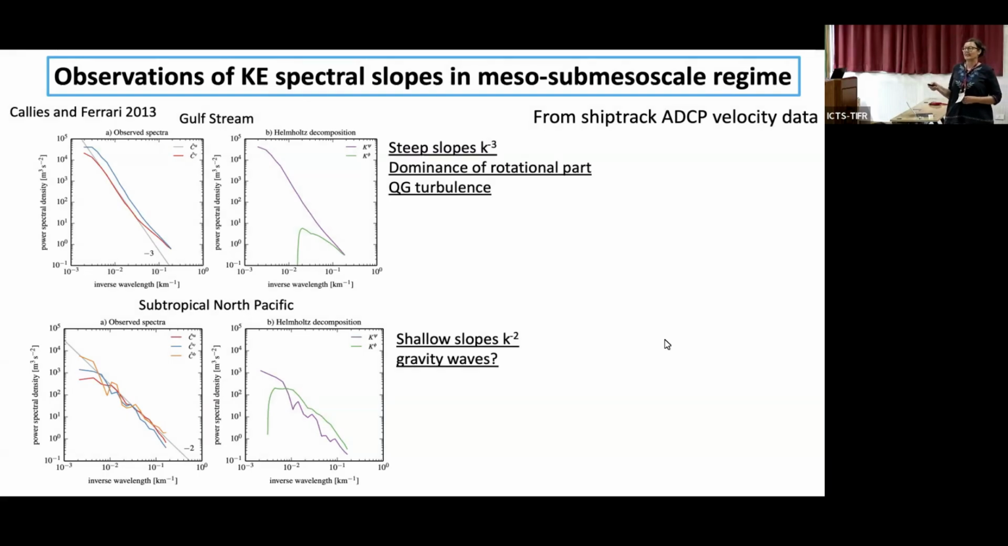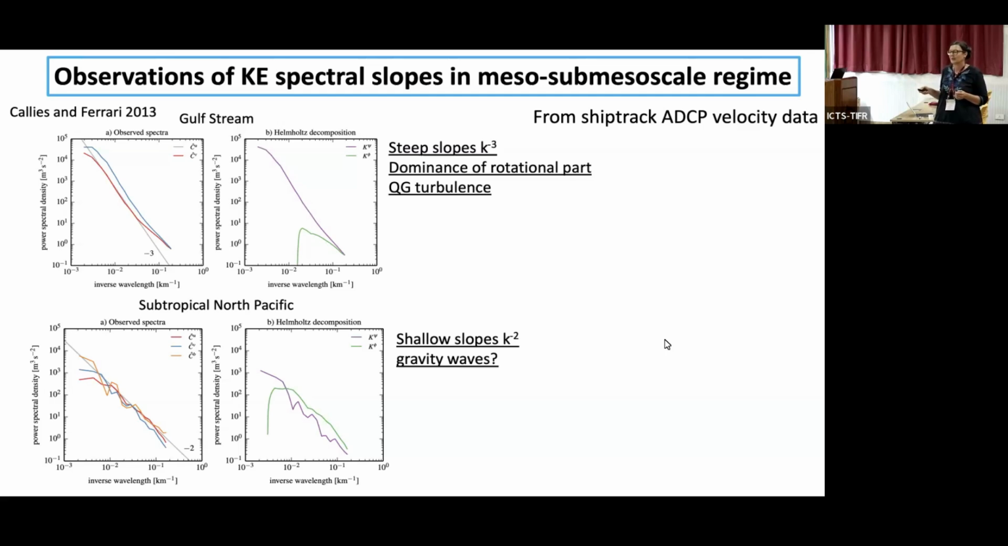So now I want to go towards slope spectra. There have been in the ocean, as some of you probably know, lots of estimates from spectra at the meso to submesoscale transition from ship track ADCP velocity data. And so this is one prominent example, from Callies and Ferrari, where you see that in the Gulf Stream region, you get actually a steep slope that would be more consistent with interior QG.